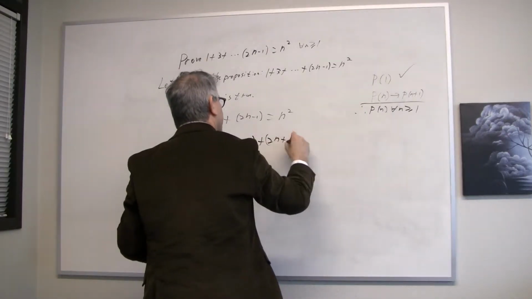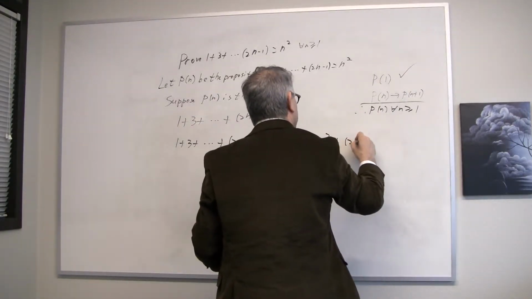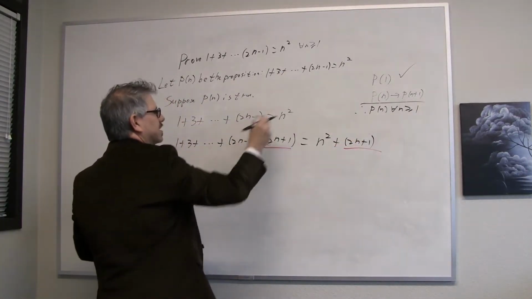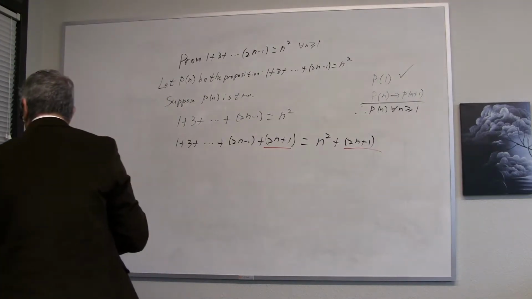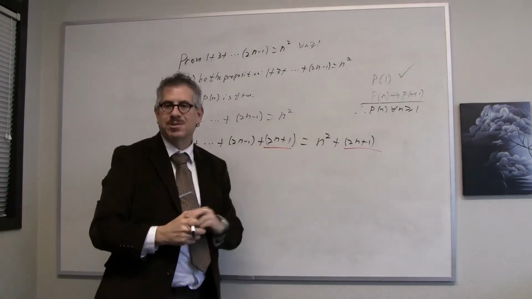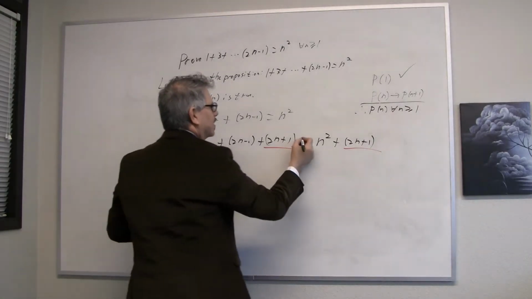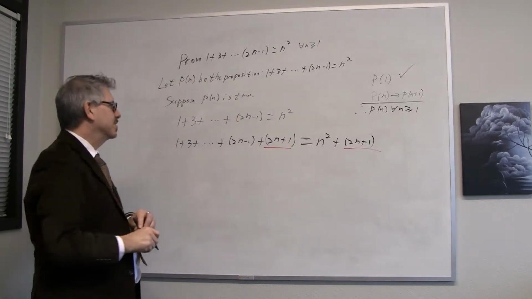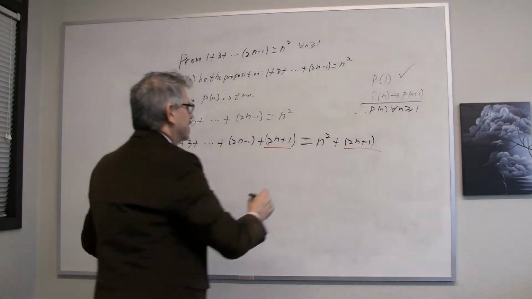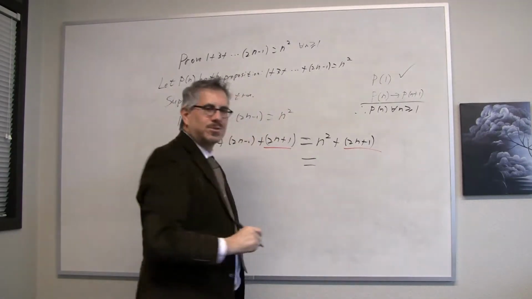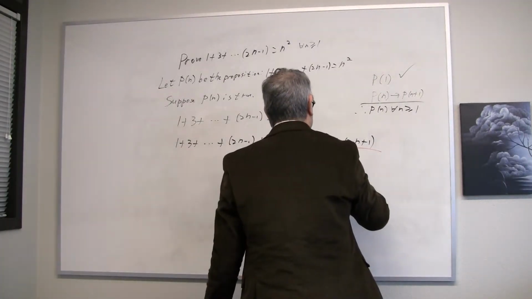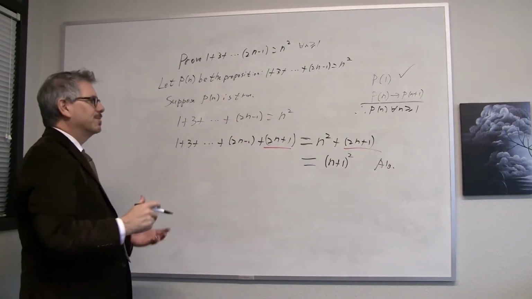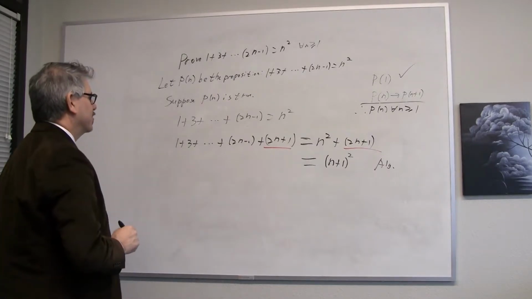Add 2n plus 1 to both sides. So we've added this and we've added this to both sides of this original equality. We know from algebra if we add the same thing to both sides of an equality, we still have an equality. So this is absolutely true given this, which came from assuming P of n is true. Well, this right-hand side, n squared plus 2n plus 1, is n plus 1 squared. The reason for that, that's just algebra. We know n plus 1 squared equals n squared plus 2n plus 1.